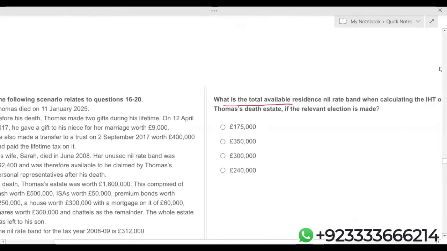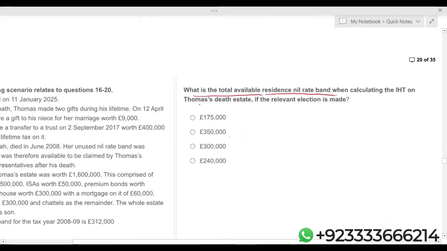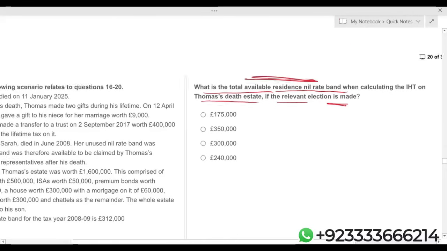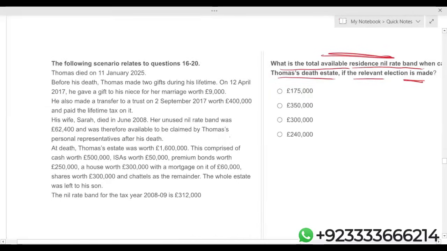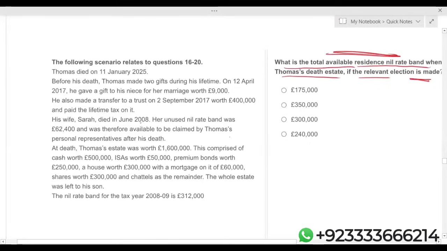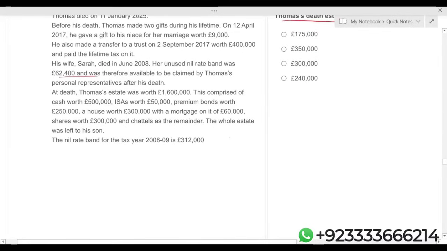What is the total available residence nil rate band when calculating the IHT on Thomas' death estate if the relevant election is made? Now they are specifically asking for the residence nil rate band. Now come here. His wife Sarah died on this date. Her unused nil rate band was this. Now listen carefully.